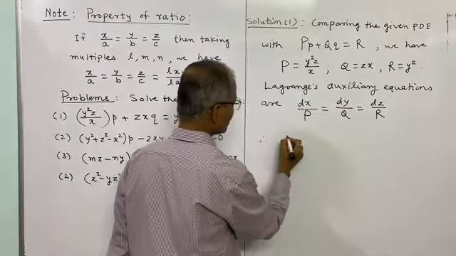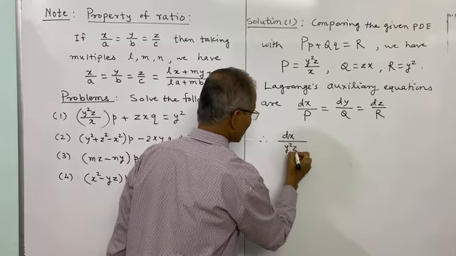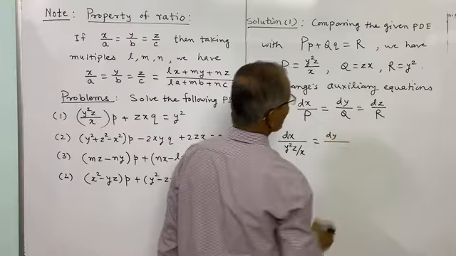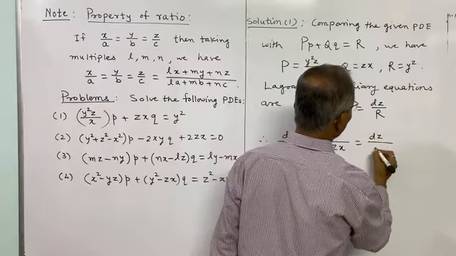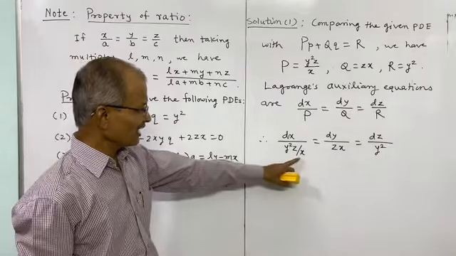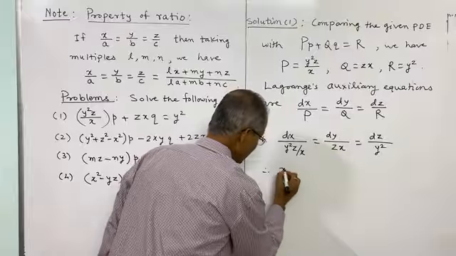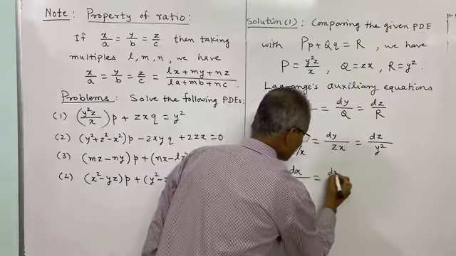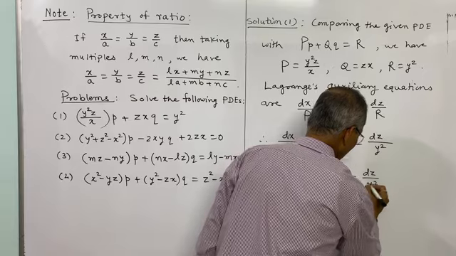We know these are dx divided by capital P, dy by capital Q, and dz by capital R, that is, dx upon y square z divided by x is equal to dy by z into x and is equal to dz by y square. We can simplify this: the x in the denominator of the denominator goes to the numerator, and we write x dx divided by y square z is equal to dy divided by z into x is equal to dz divided by y square.